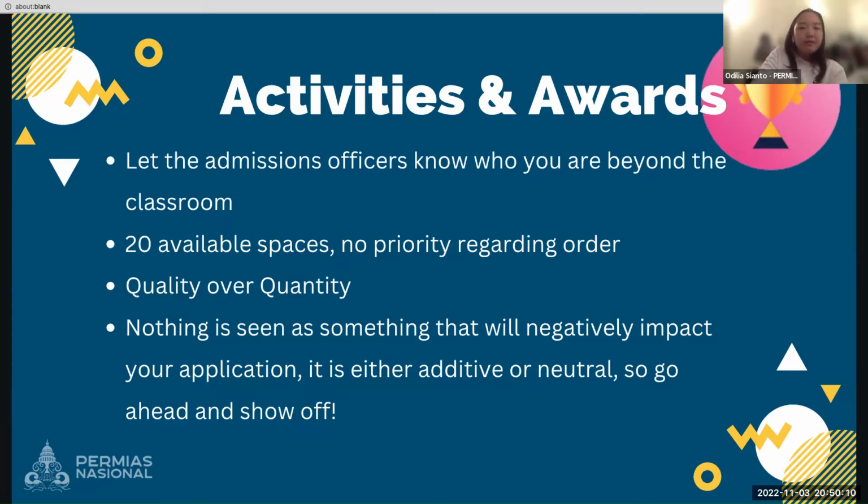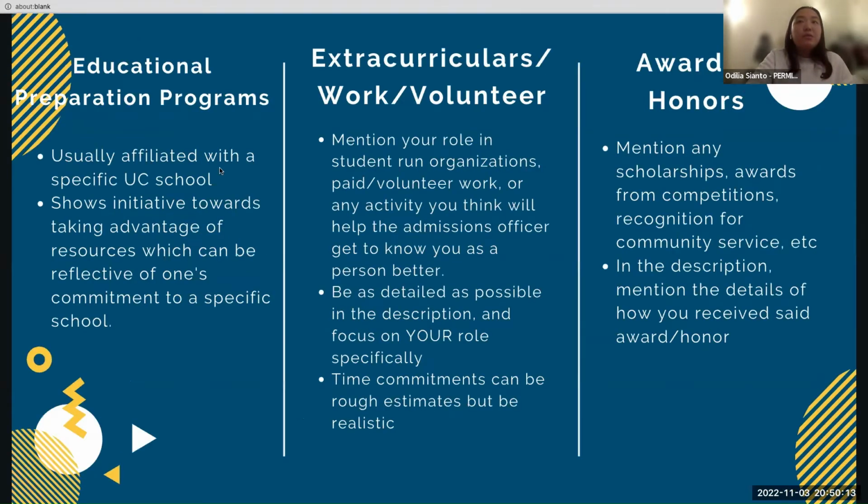Okay, so going forward, the different activities or honors that you can mention in your application are as follows. We have educational preparation programs, extracurriculars or work or volunteering, and we also have your awards and honors. For all of them, the thing in common is that they'll ask you to name the activity, name the organization that you were in, and then what year. For most of us it would be community college or after high school. And then they would ask you to fill out a description that's about 250 to 350 characters. So that's less than 100 words.